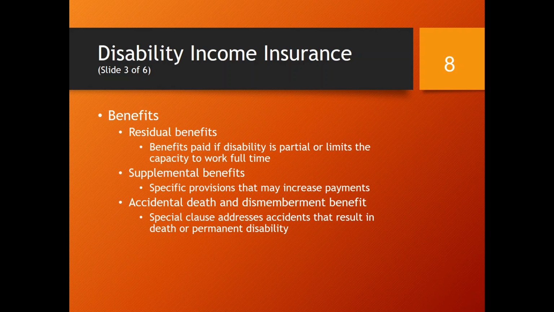The benefits include residual benefits, benefits paid if disability is partial or limits the capacity to work full time, and supplemental benefits, specific provisions that may increase payments. Supplemental benefits may include a cost of living adjustment that is factored into the policy when it is written. Then we have the accidental death and dismemberment benefit, a special clause that addresses accidents that result in death or permanent disability. Some policies will distribute a portion of the premiums if the policy is maintained for over 10 years with no claims filed. Double indemnity policies will pay twice the face amount to beneficiaries in cases of accidental death.